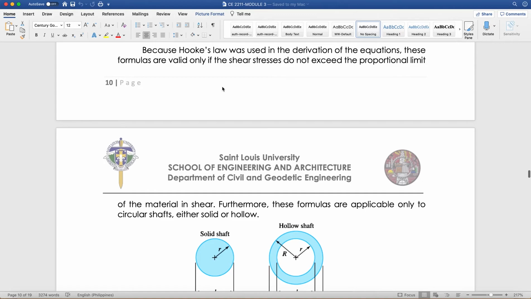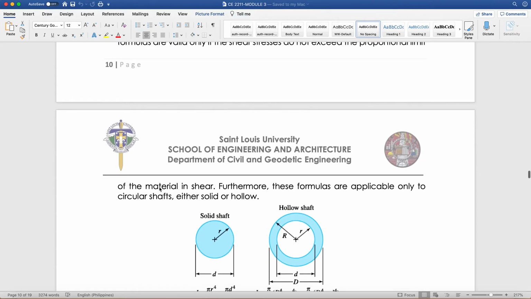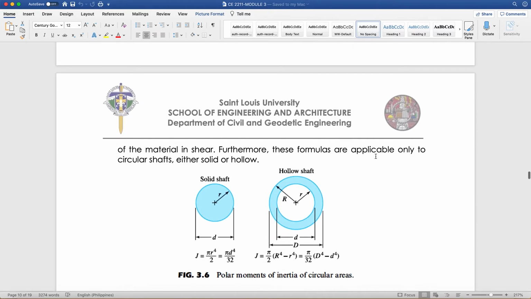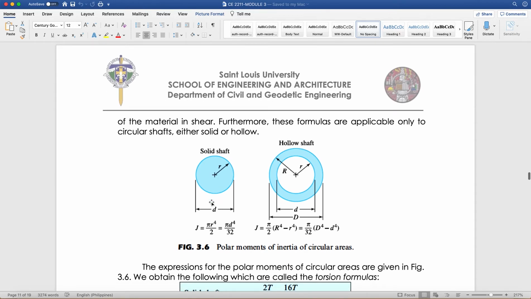So, by Hooke's law. Because Hooke's law was used in the derivation of the equation, these formulas are valid only if the shear stresses do not exceed the proportional limit of the material in shear. Furthermore, the formulas are applicable only to circular shafts, either solid or hollow.